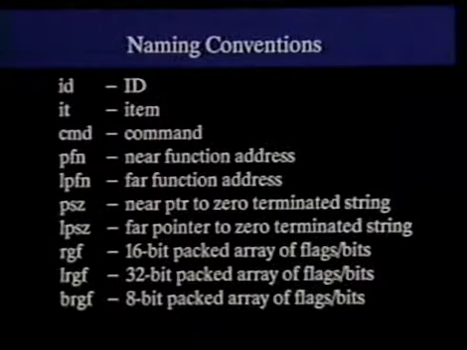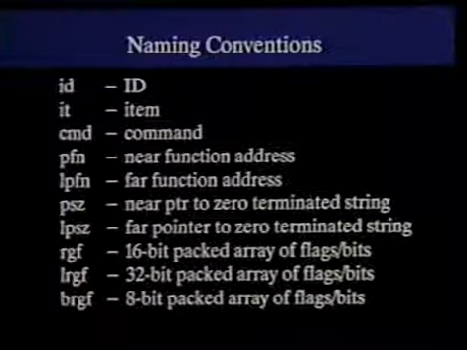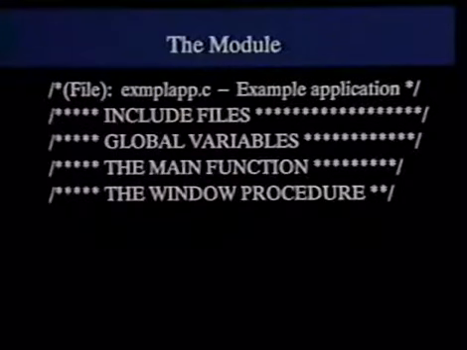So at this point, now let's start looking at the code. We're going to build an example application, which I've called example app, and it will have in it some include files. We'll need some global variables. There will be the main function, and then there will be a window procedure that will correspond with the window and handle the operations for the window that we're going to be creating in there.